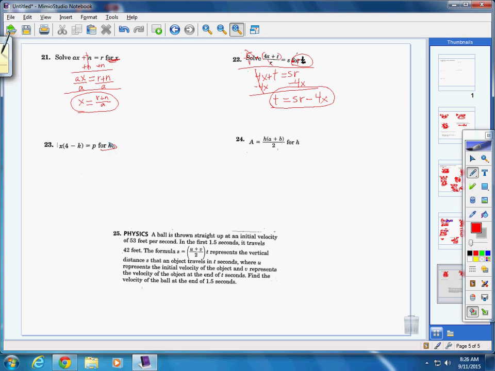On to 23. Please solve for k. K is on the inside of this set of parentheses. Therefore, in order for us to get to it, we need to get rid of this x. So, this is x times 4 minus k. So in order to undo that multiplication, we will divide by x on both sides. So x times this over x, my x's cancel out, and you're left with 4 minus k equals p over x.